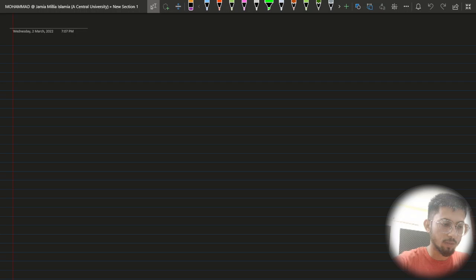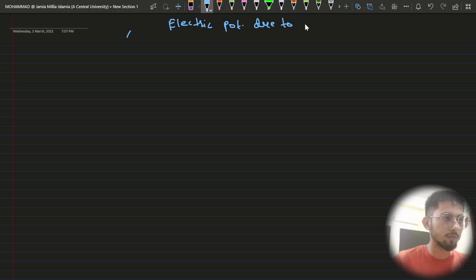Electric potential due to a dipole. Last time we discussed electric potential due to a point charge. So today we'll discuss electric potential due to a dipole.